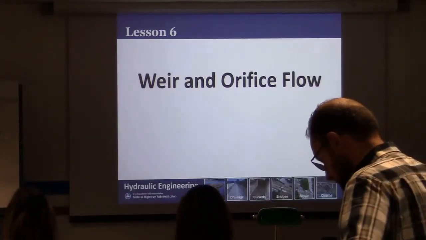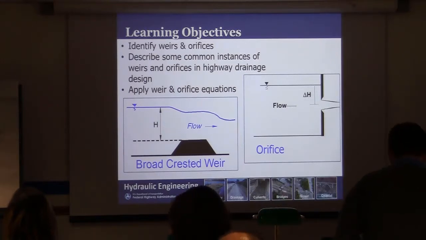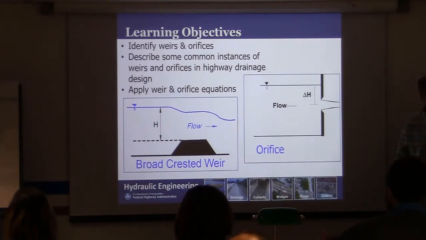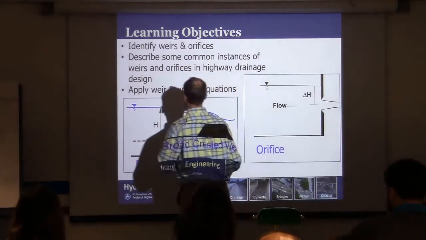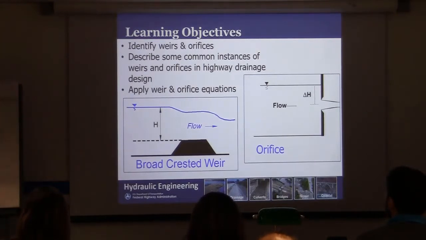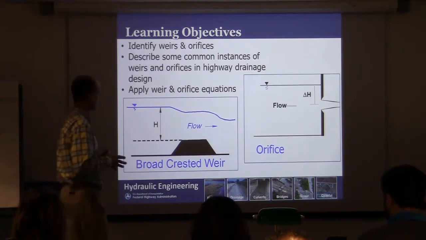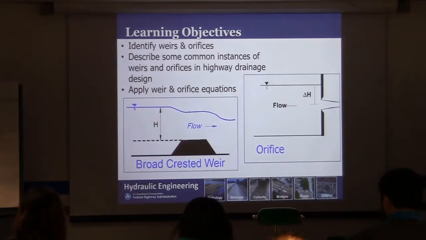Weir and orifice flow. Okay, here are our learning objectives, and this is lesson 6. I think I lost track, I think it's 6. Identify weirs and orifices, describe some common instances of weirs and orifices in highway drainage design, and apply the respective equations.